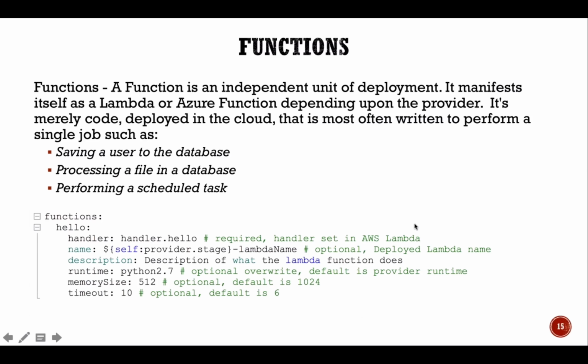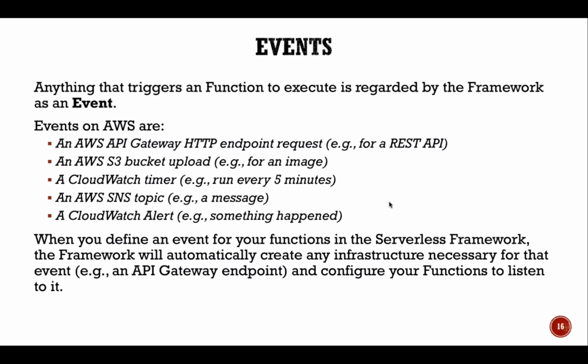Okay, so functions are basically triggered by events, and this event could be anything specific to that provider. In the case of AWS, it is the AWS API Gateway sending HTTP requests. It could be an action as a result of somebody uploading a file into S3 buckets. It could be a CloudWatch timer, a message coming into a topic, or an alert.